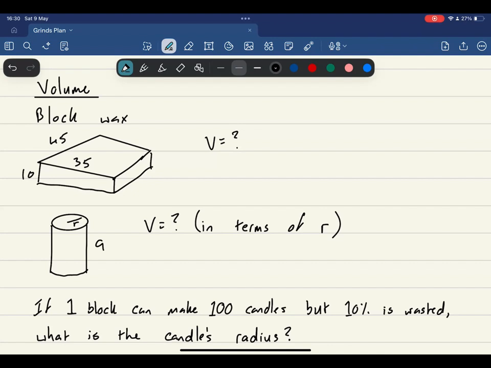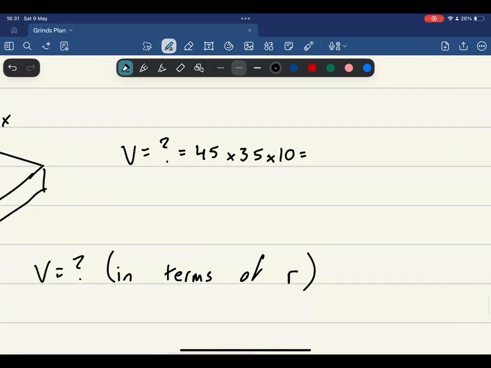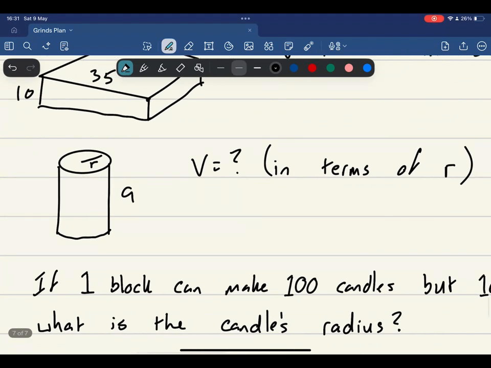So a few examples covering volume. This is from a paper. We have a block of wax that has dimensions 45, 35 and 10. To find the volume, we just go 45 times 35 times 10, and that will give us 25,200, and we're using centimeters, so it's centimeters cubed. Using this wax, they're going to make candles, so find the volume of the candle in terms of r. The volume of a cylinder is going to be pi r squared h, so that's going to be pi r squared times 9, because we don't know what r is, and that will give us 9 pi r squared.